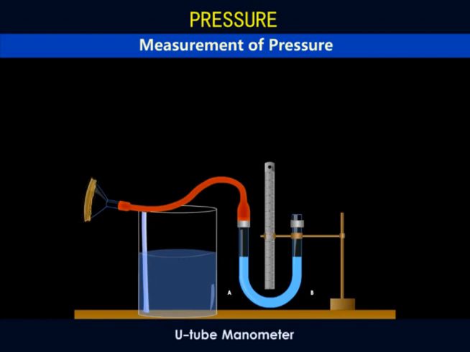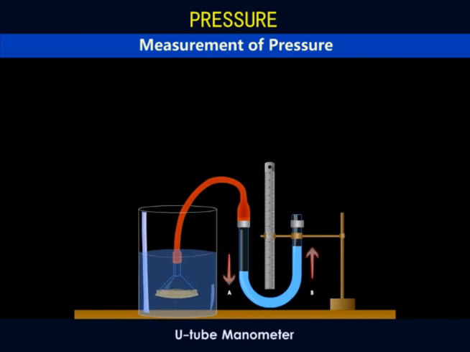When the thistle funnel is outside the water, only atmospheric pressure is acting on it. This is equal to the pressure acting on the open end of the U-tube. And therefore, the water levels on either side of the U-tube remain the same. When dipped into the beaker, the liquid pressure acts on it. The water level in A goes down and in B will go up. The difference in the water level can be read on the scale. This difference is due to the pressure exerted on the thistle funnel.